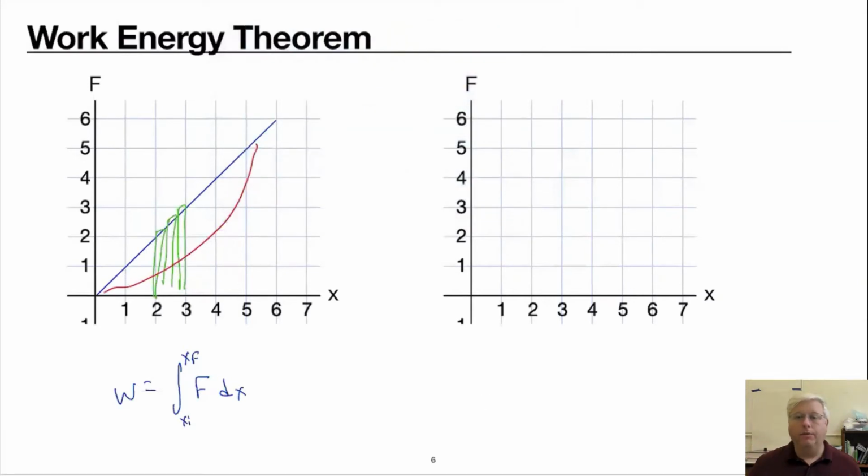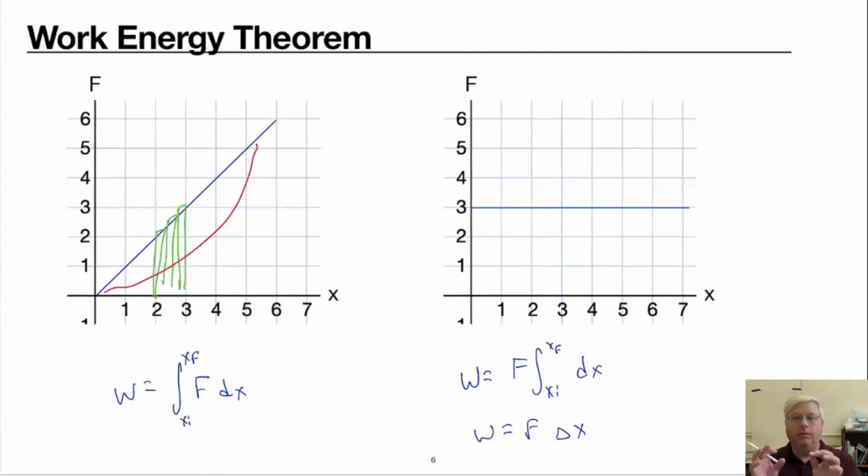If the force is constant, let's say we just have a constant force of 3 newtons there, then we can actually factor it out of the integral. This would just end up being force times x final minus x initial, which we know to be delta x. And this is a simple area under the curve as well: force times length times width, force times displacement.